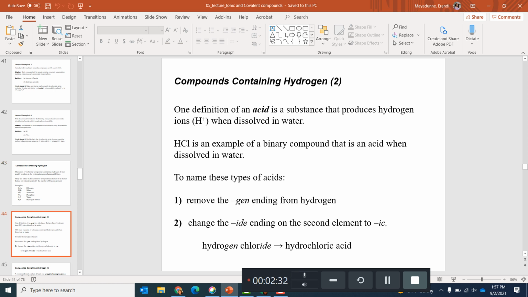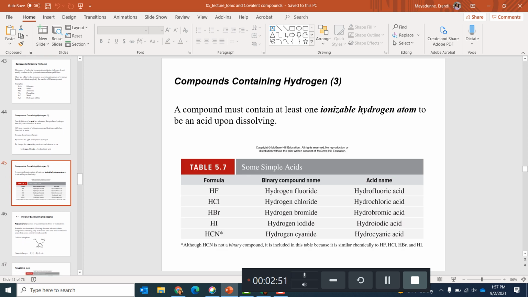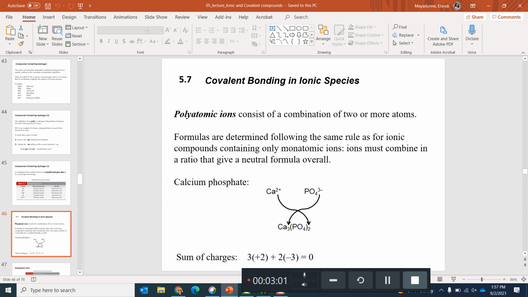Mainly, the compounds that contain hydrogen, we call them acids. And there's HCl, hydrogen chloride, in other words, hydrochloric acid. So these are some acids, so basically the names hydrofluoric acid, hydrochloric acid, hydrobromic, hydroiodic, like that.